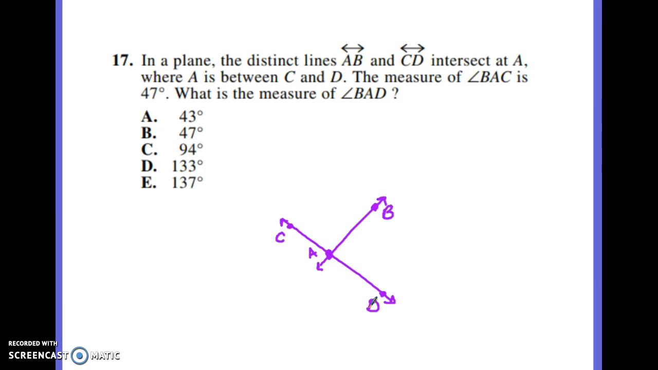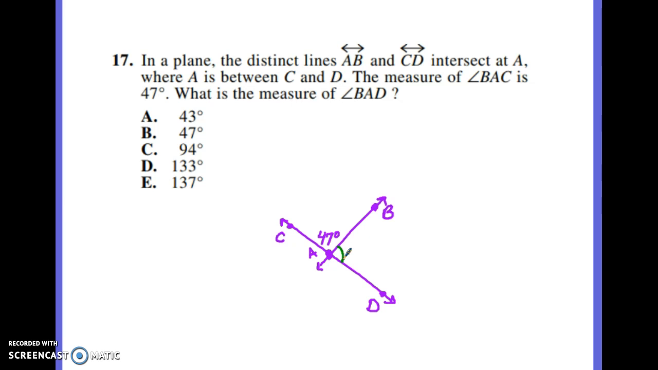Those look perpendicular. They are not necessarily. In fact, they are not, because the measure of BAC is 47 degrees. So again, BAC is 47 degrees. You're asked for the measure of angle BAD, which would be this angle here.